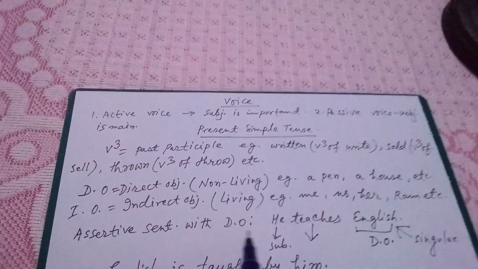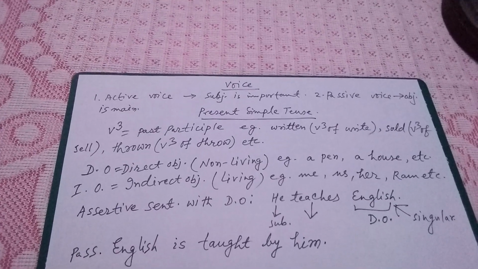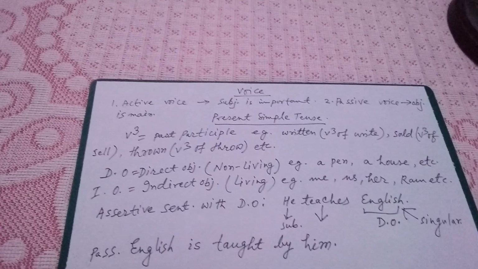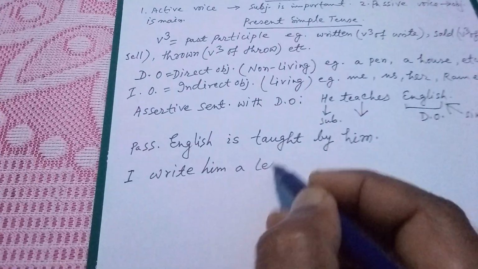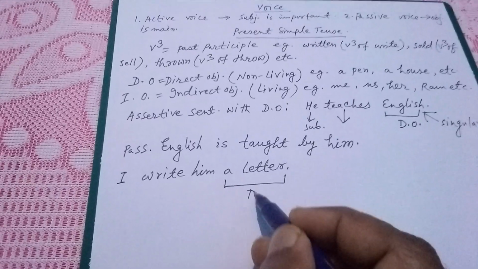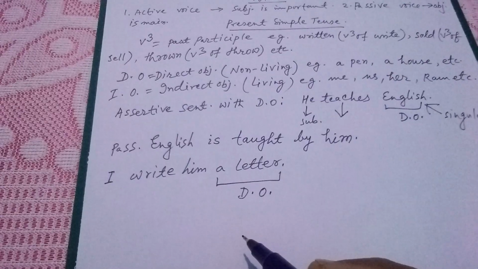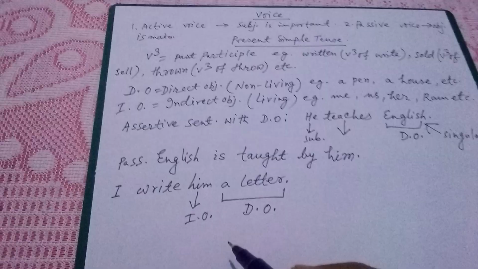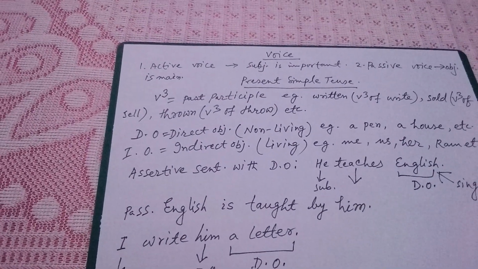Next, with two objects I am taking another example. I write him a letter. Here you find a letter is direct object because it is non-living. Him is indirect object, living, and I is subject.